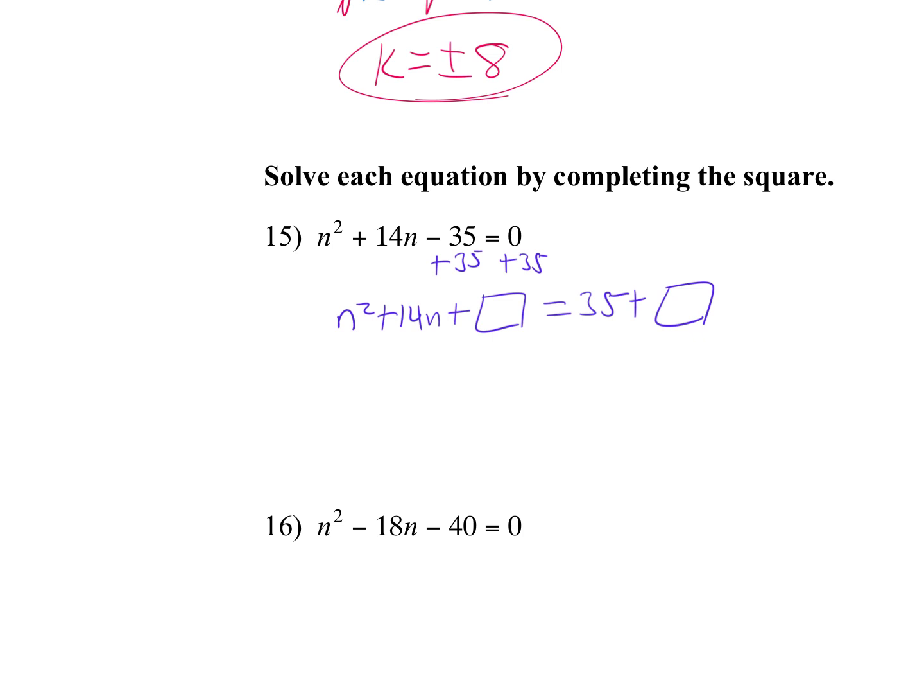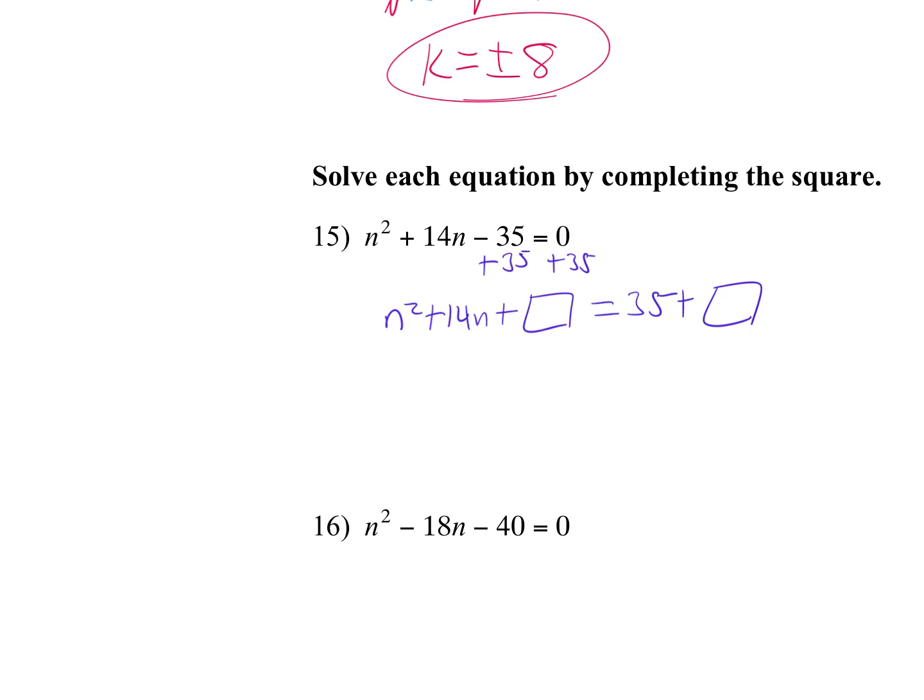And then what goes in that box is our second step. We want to add b over 2 squared on both sides. In this case, b is 14. 14 over 2 is 7.